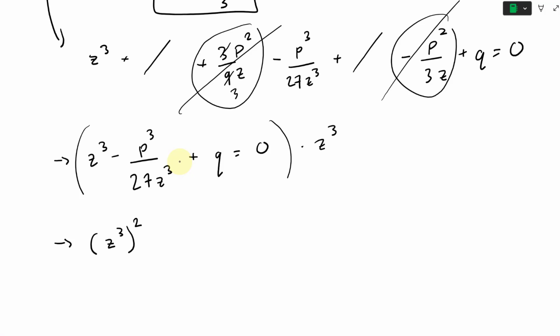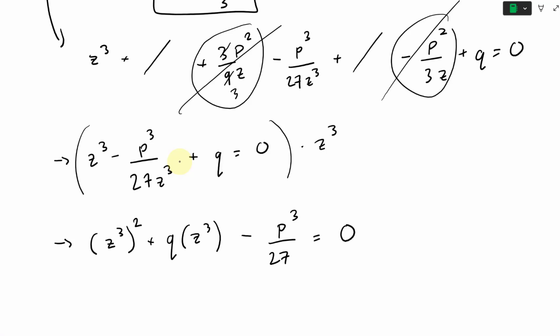This one's going to be a q, because this one has the z cubed term. So q and then z to the power 3. And now what we're going to do is minus, because this one we got rid of all the z cubes. And we're going to get p cubed over 27, z's gone, equals 0.